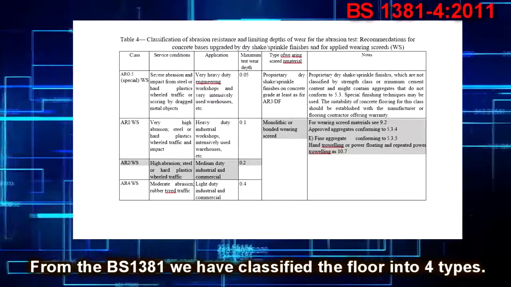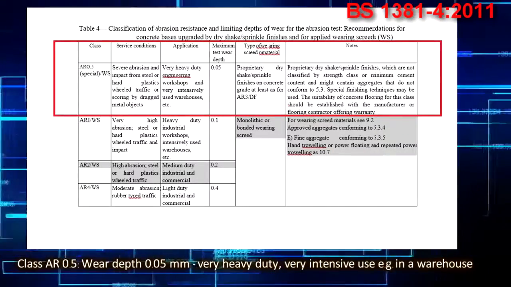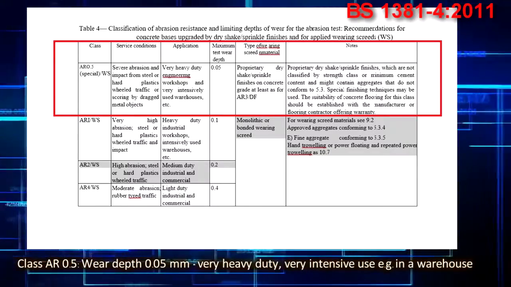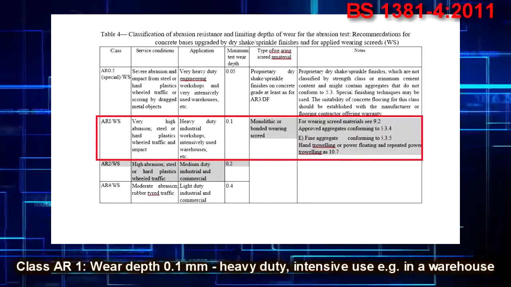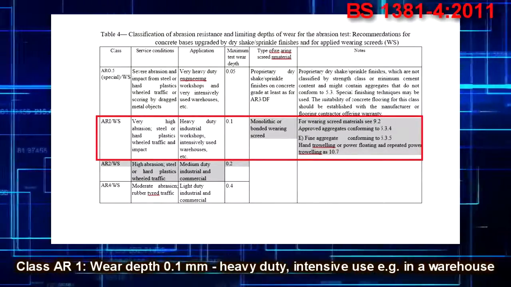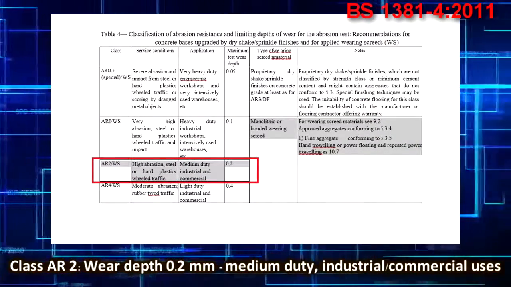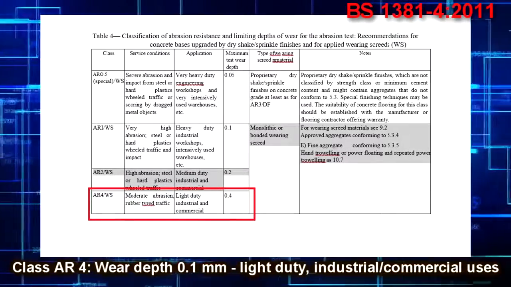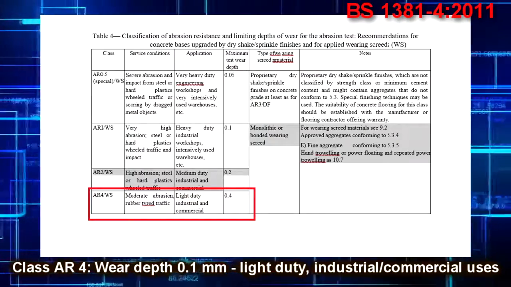From the BS1381 we have classified the floor into 4 types. Class AR0.5, wear depth 0.05 mm, very heavy duty, very intensive use, for example in a warehouse. Class AR1, wear depth 0.1 mm, heavy duty, intensive use, for example in a warehouse. Class AR2, wear depth 0.2 mm, medium duty, industrial commercial uses. Class AR4, wear depth 0.1 mm, light duty, industrial commercial uses.